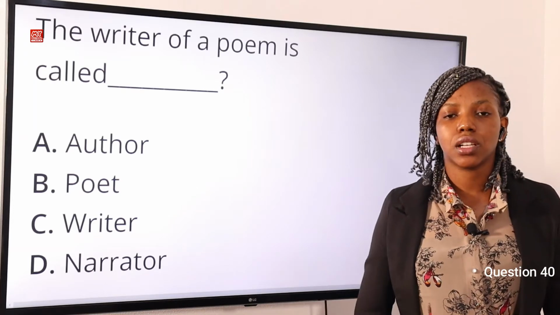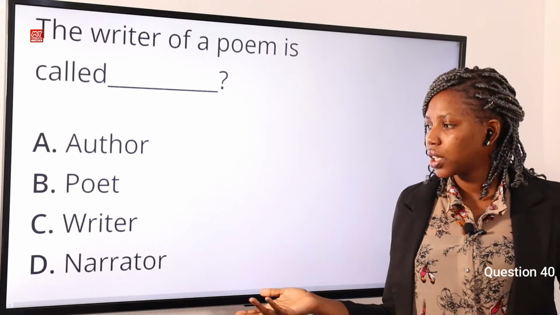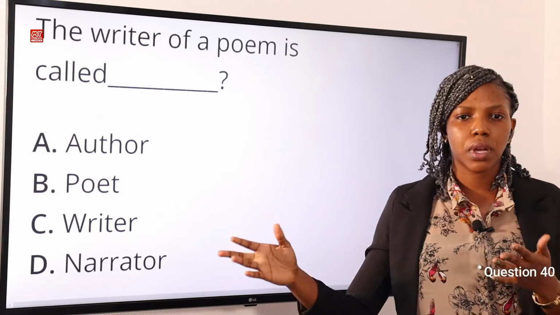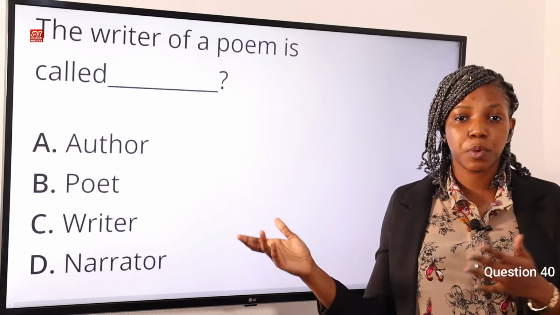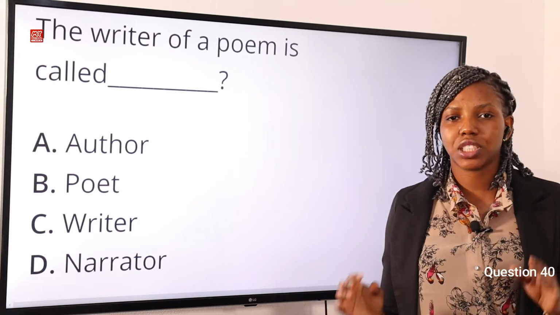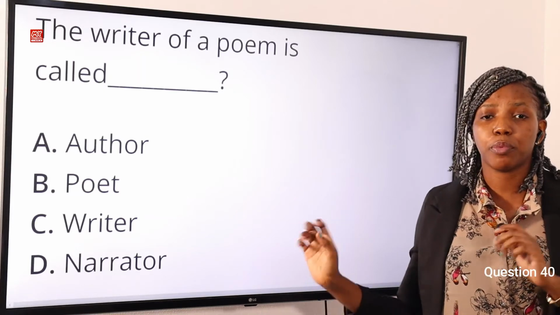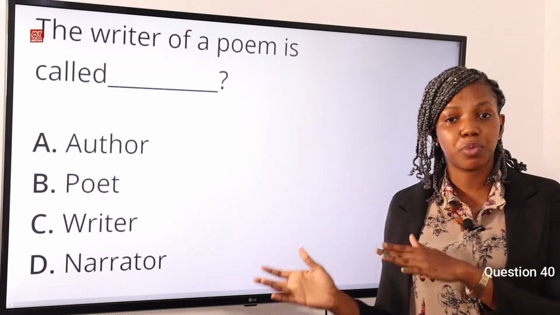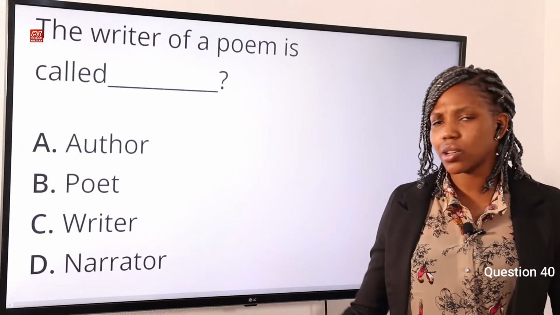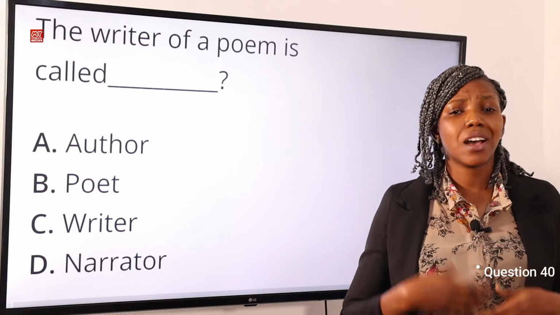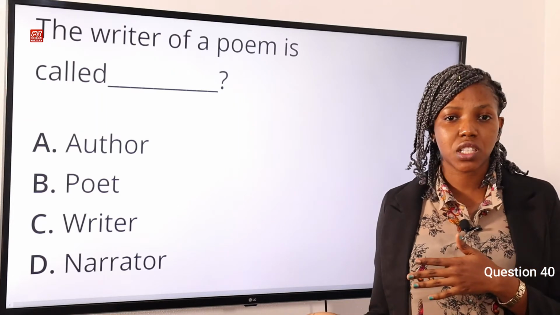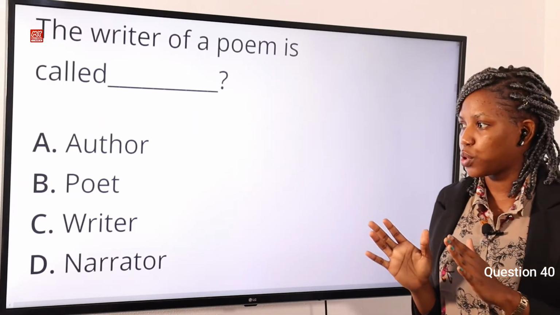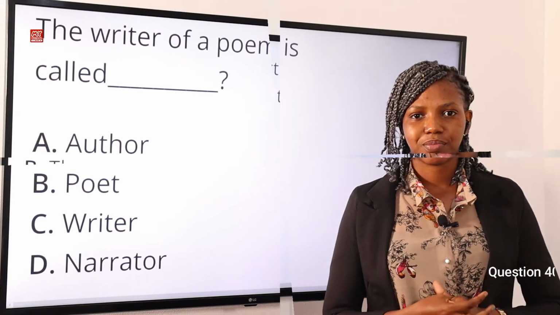An author writes a novel or a book. A writer, the meaning is ambiguous. It's applicable to a poet, to a dramatist, to an author. All of those people write. But in this context, we're talking about poems, and the appropriate word for a person who writes a poem is poet. When we talk about a narrator, a narrator is that person or character that tells the story from his own perspective. He recounts or relays the story in his own perspective. So option B is the correct answer to this question.